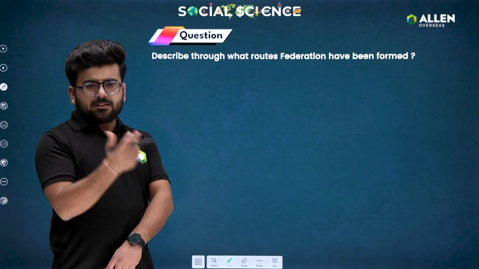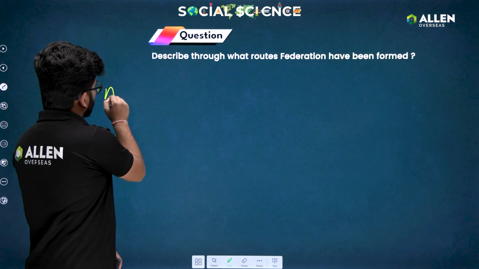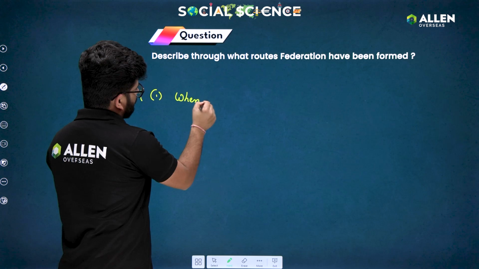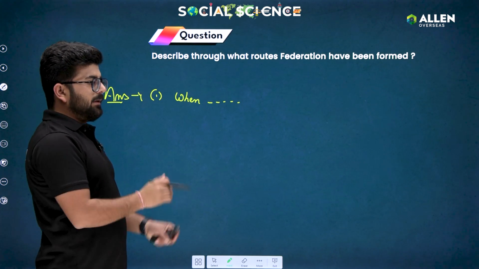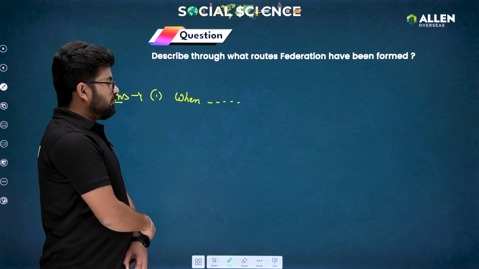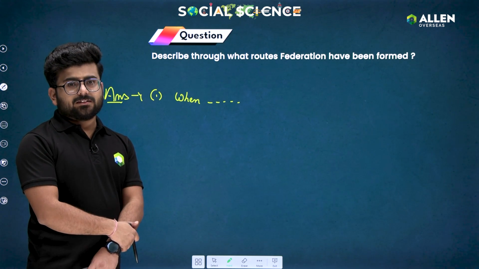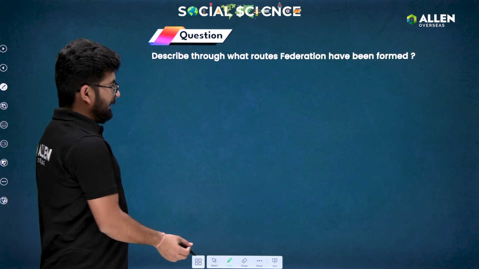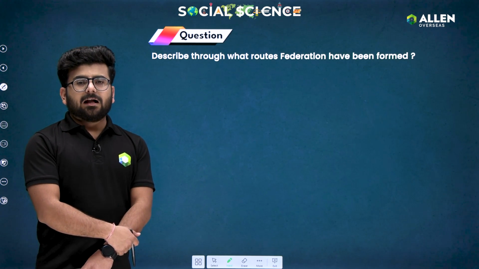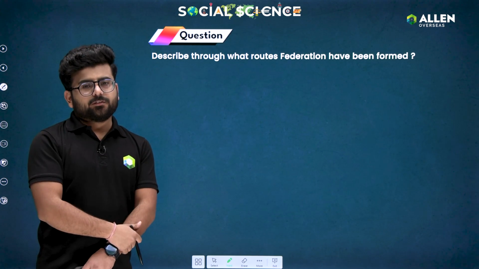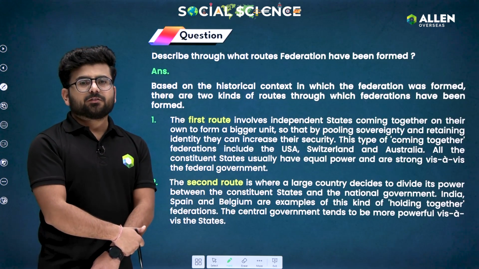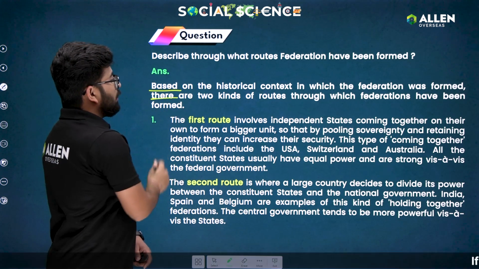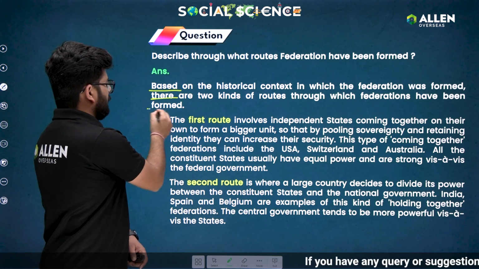So students, how do students generally start the answers? For example, answer: first, when independent states come together to form a big union, that is called coming together. Students, you will not have to write answers in this particular way. Instead, you should not be very direct with the answer writing. First you will have to make a brief heading of the answer. Like here we have the heading that, based on the historical context in which the federation was formed, there are 2 kinds of routes through which federations have been formed or practiced.